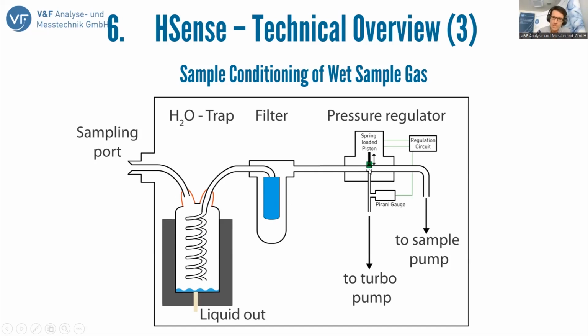And here you also see that the actual amount of gas that goes towards the measurement cell is very small, and most of it will just be pumped to the sample pump in a bypass arrangement. So most of the gas will go to the sample pump, and a small proportion will go into the measurement cell.